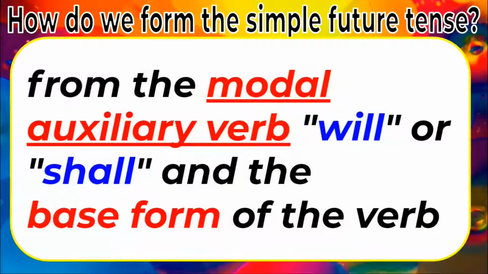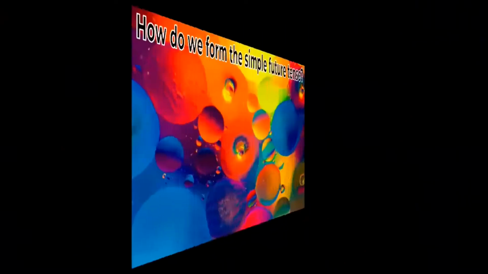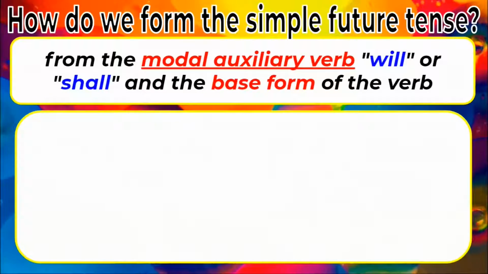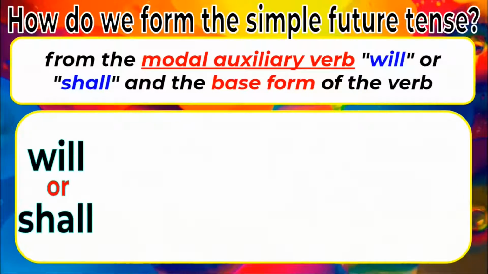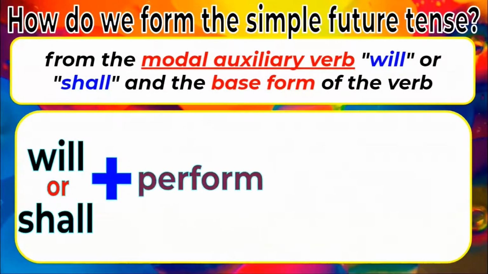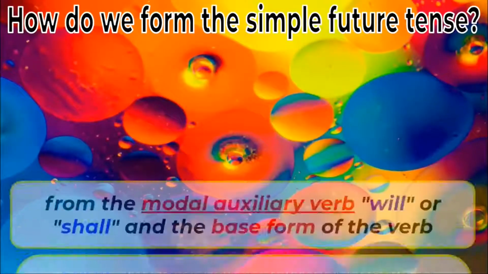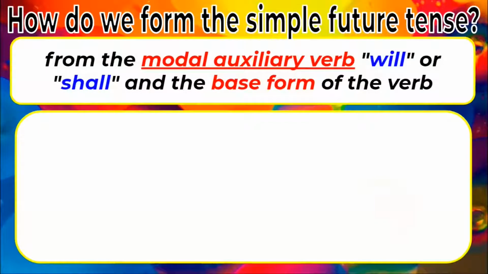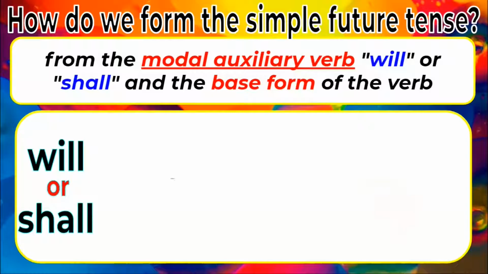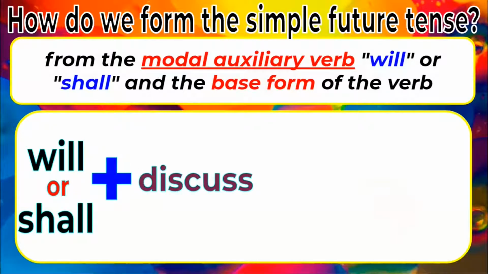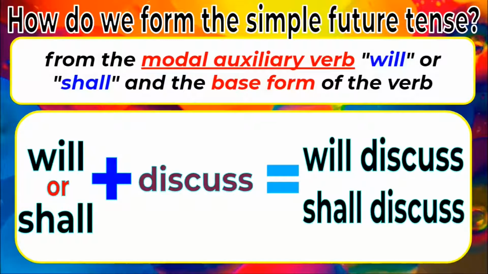Let's look at the first way or formula. We have the modal auxiliary verb will or shall plus the base form of the verb perform. Now we have will perform, shall perform. Let's look at another example. We have the modal auxiliary verb will or shall plus the base form of the verb discuss. Now we have will discuss, shall discuss.